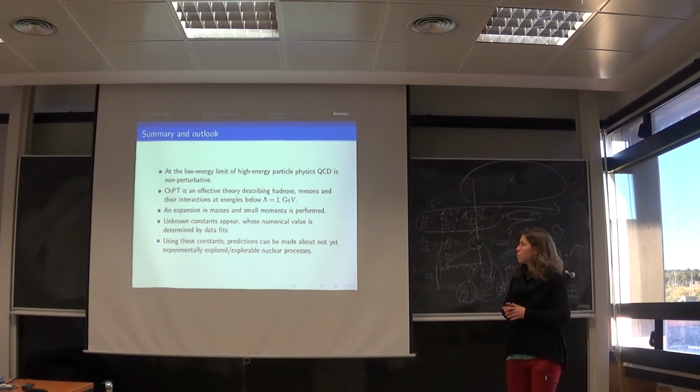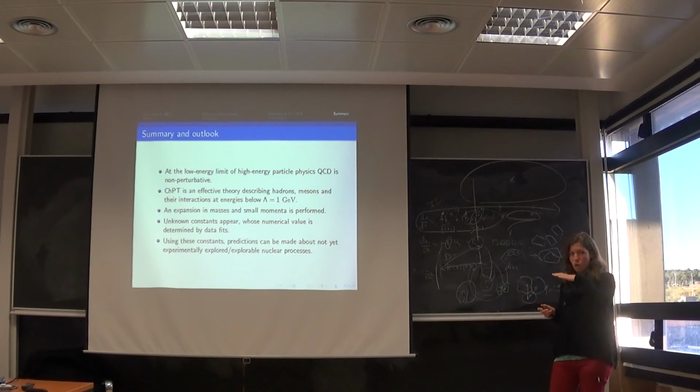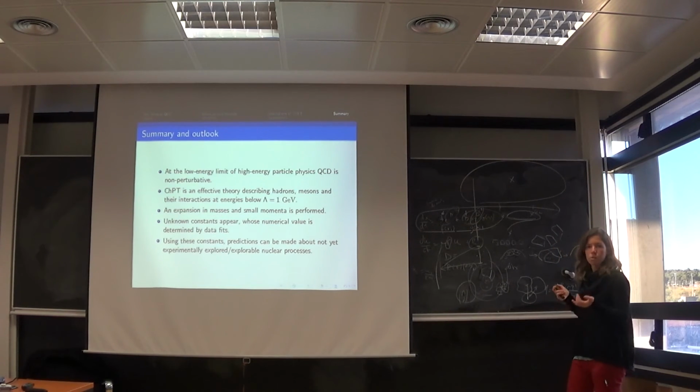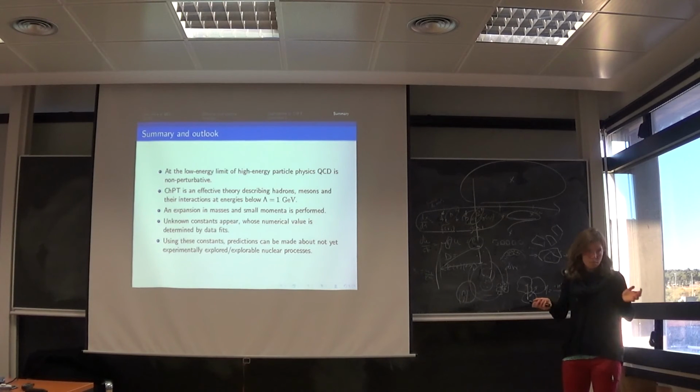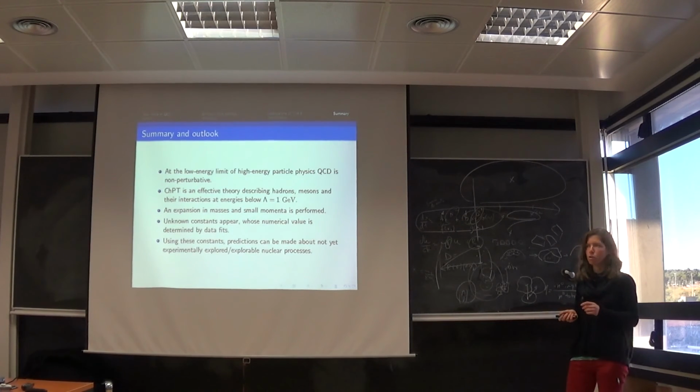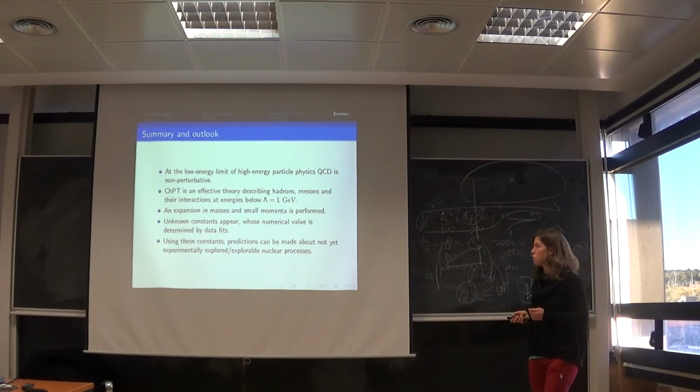So what I've tried to explain to you in this talk is that we have perturbative QCD at high energies, and if we go to lower energies, it breaks down. So we cannot do perturbation theory as such anymore, because the strong coupling constant gets too big. And therefore we need other approaches, which are, for instance, lattice QCD, which is something completely different, but you might have heard of it, or effective field theories, of which one is chiral perturbation theory.